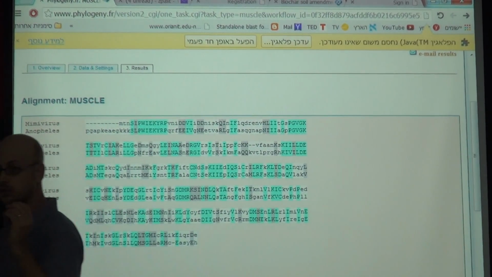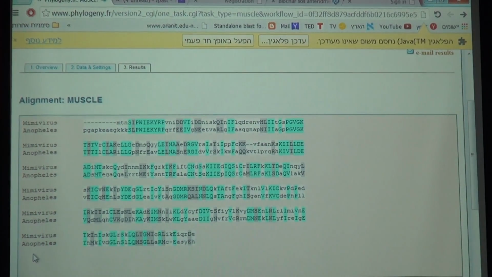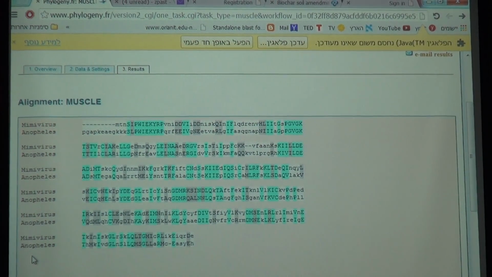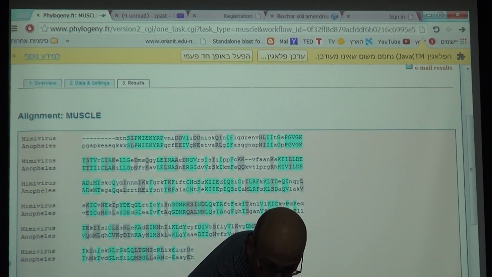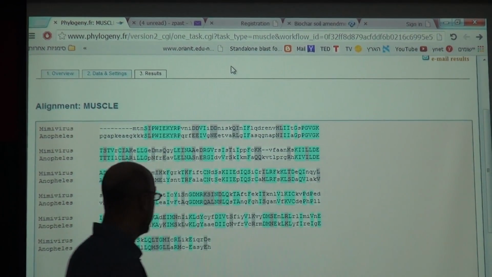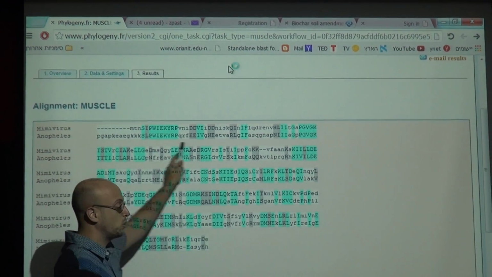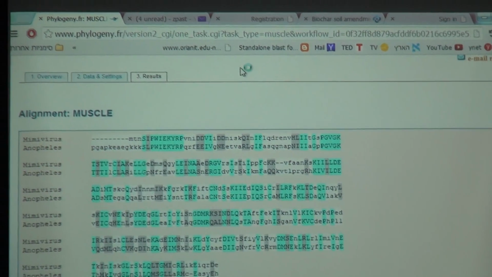Muscle within 2 seconds created maybe 100, maybe 1,000 optional alignments, gave them points, and this alignment was the one that got the highest score.